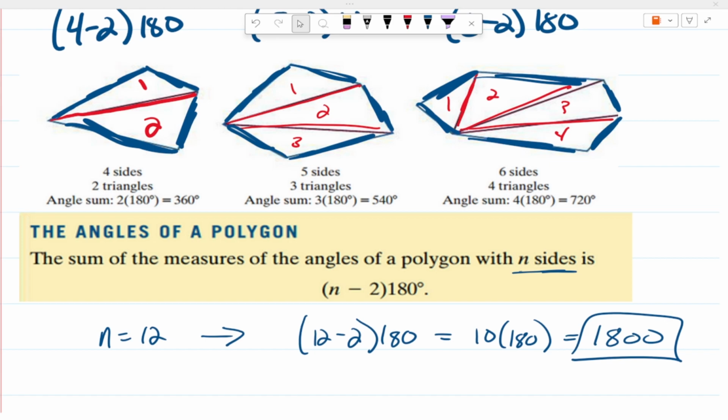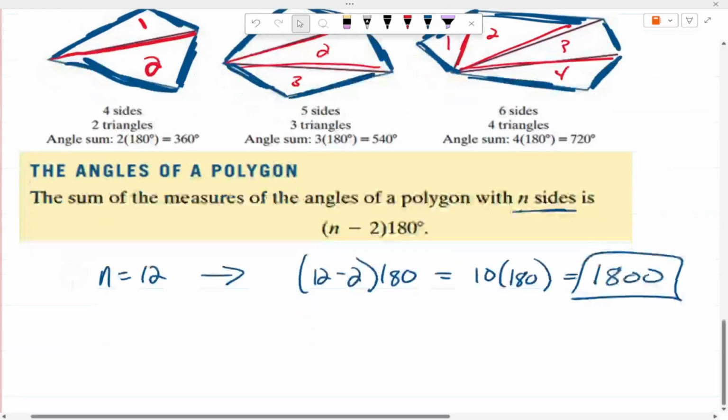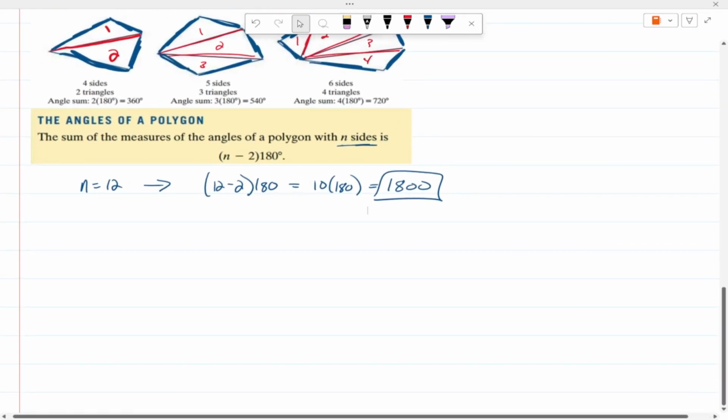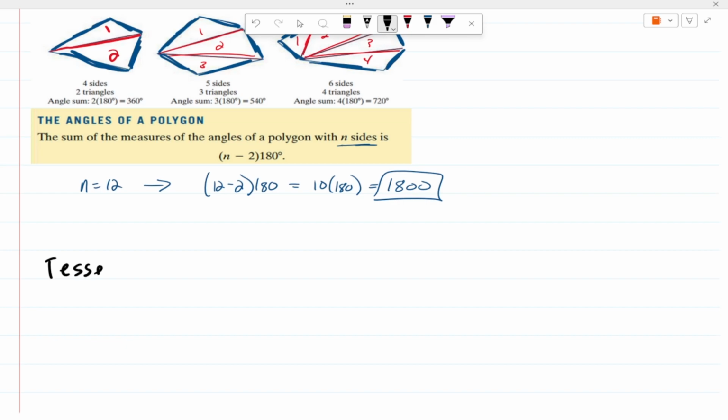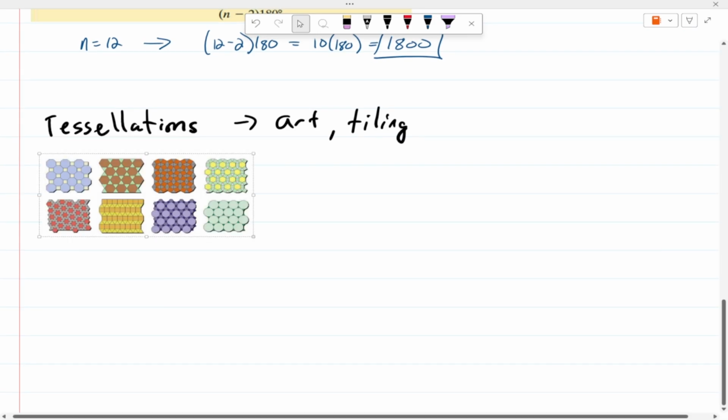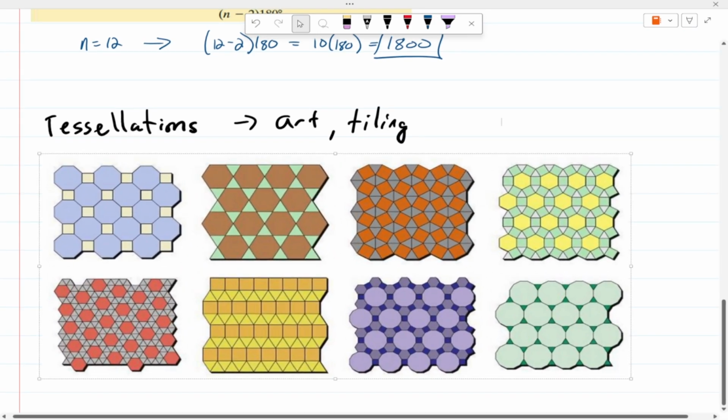Now, the last thing I want to go over is going to be tessellations. So tessellations, we've seen tessellations before. Like a lot of times you see them in art or in tiling, okay? So like art or tiling. And what I mean by tiling, it's like floor tiles, right? So I took this picture directly from your text. And these are all examples of different types of tessellations, okay?